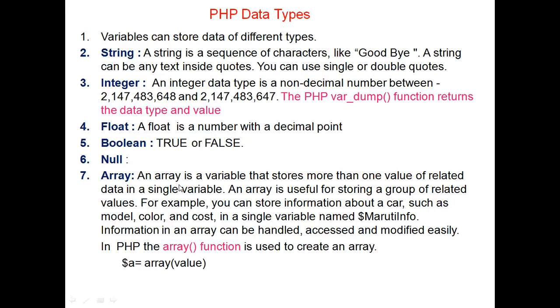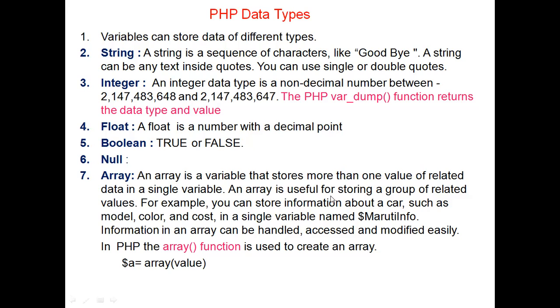So what is an array? Array is a variable which stores more than one value of related data in a single variable. If we want to store 5 values, according to our current knowledge, I have to declare 5 variables. But using an array, I have to declare one variable which stores the 5 values in a single variable.